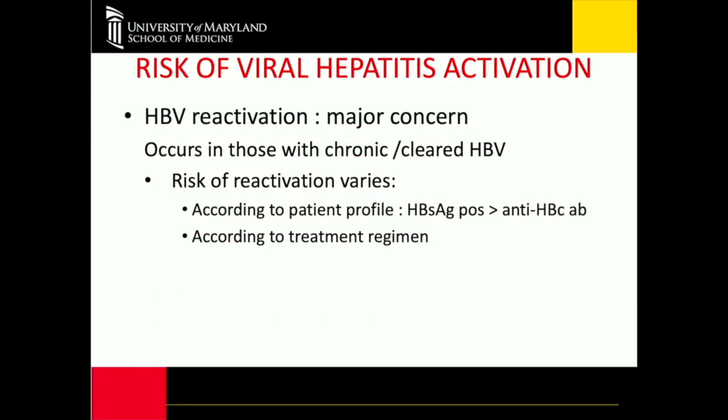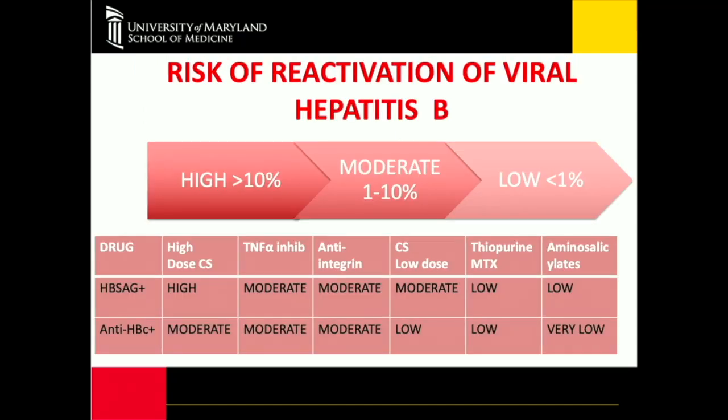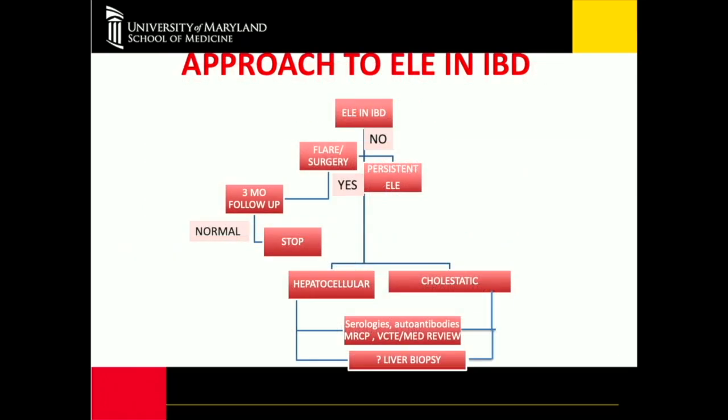Another thing that we have to worry about is the risk of viral hepatitis activation, and this occurs both in those with chronic as well as cleared hepatitis B. The risk of reactivation is related to whether patients have active hepatitis B or whether they have cleared it. It's also related to the type of treatment that is used. As you can see from this chart, the risk is highest in those who are given high-dose corticosteroids and those who have active hepatitis B.